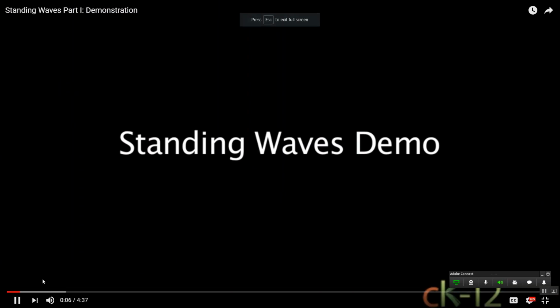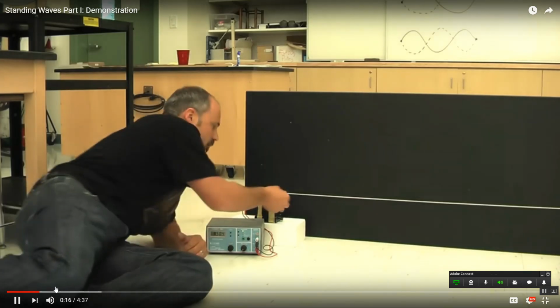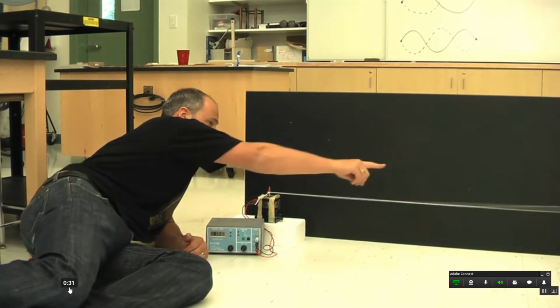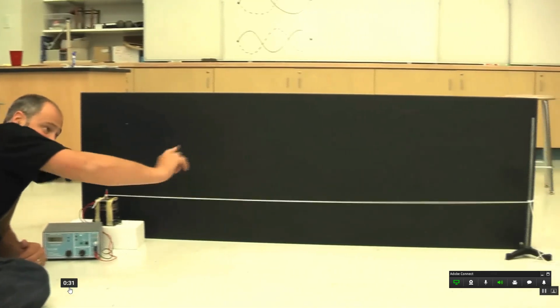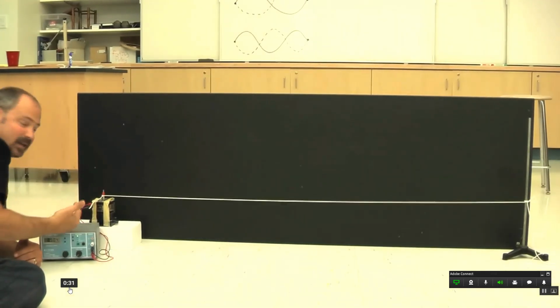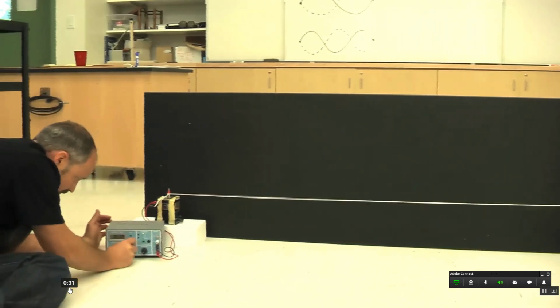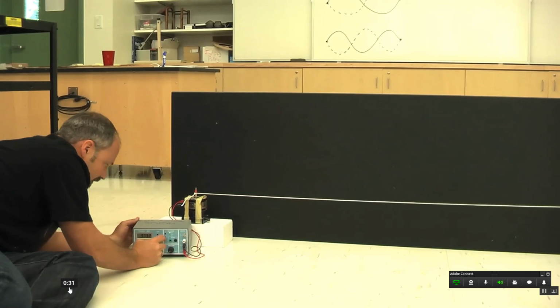So what we have here is a frequency generator. It's connected to what's called a wave driver. It's just a speaker. It's going to pump up and down at whatever frequency I set this to. When it pumps up and down, it sends a wave down to this end, the wave reflects, comes back. Now, if I set it to just any old frequency, let me just turn this on.